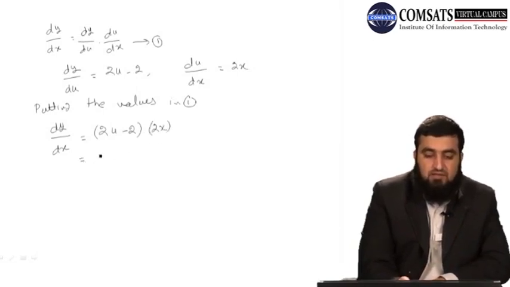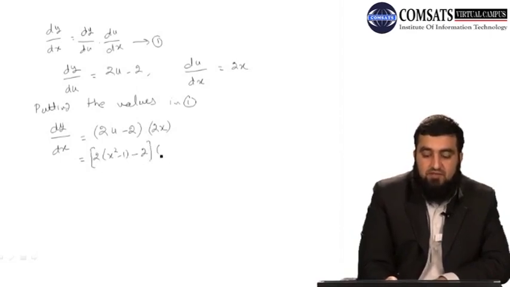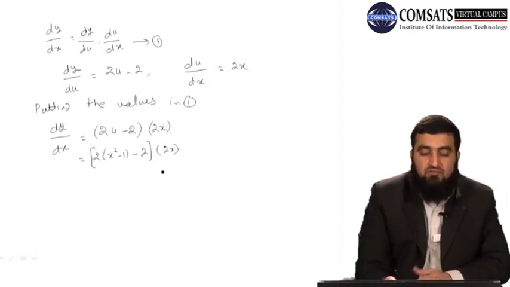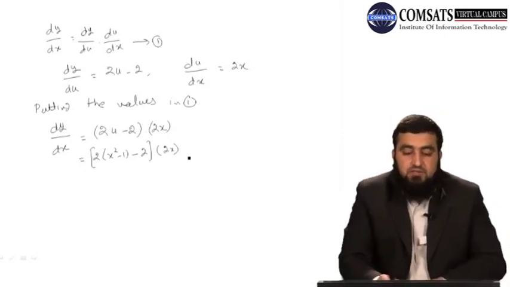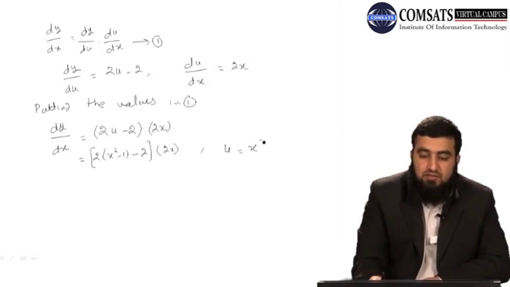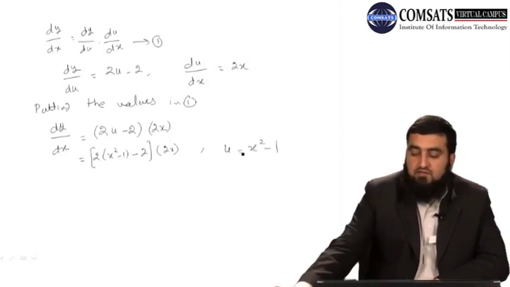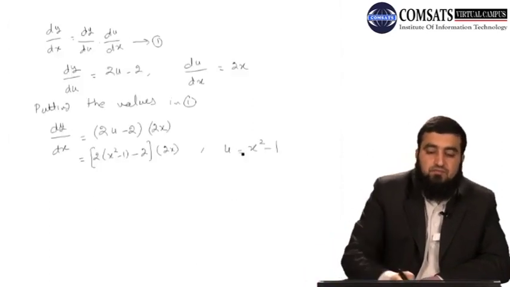we get dy by dx is equal to 2u minus 2 into 2x. Now since we know that u is equal to x square minus 1, we also replace the value of u here, and we are taking the derivative with respect to x, so that's why we want to have an answer in terms of x. तो x की टर्म्स में आंसर के लिए हमने यहाँ पे u की वैल्यू जो कि x स्क्वायर माइनस 1 थी एट द स्टार्ट ऑफ द क्वेश्चन, उसको हमने यूज़ किया.